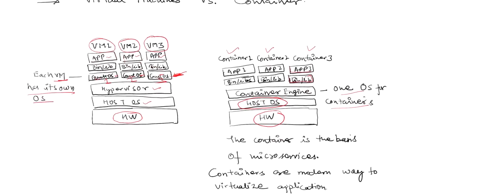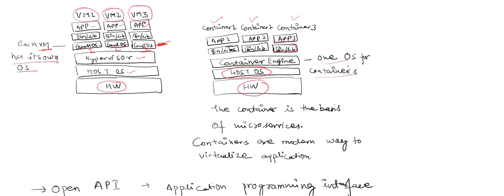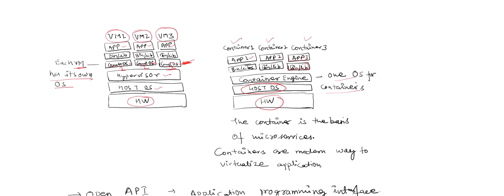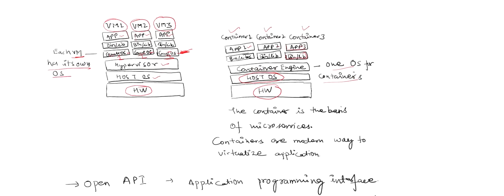So you can say that the container is the basis of microservices. You can say these apps are the microservices, and containers are a more evolved form of virtual machines. So containerization is better nowadays. Containerization is better than virtual machines.